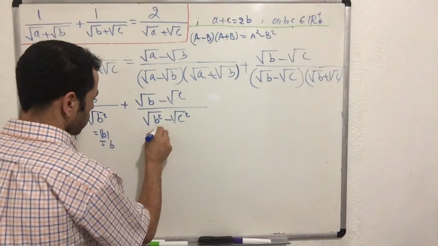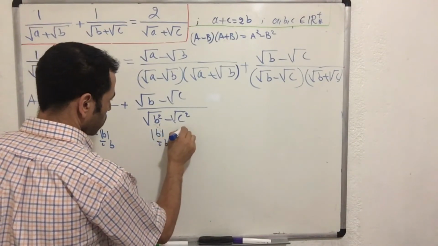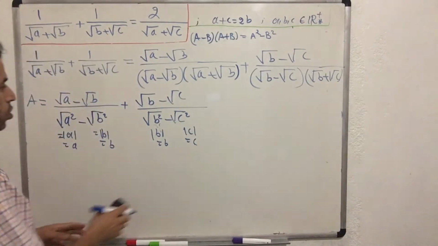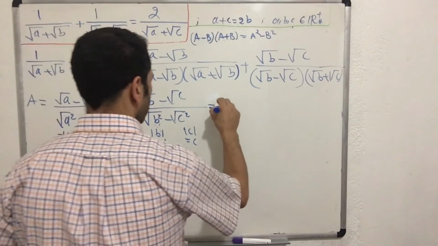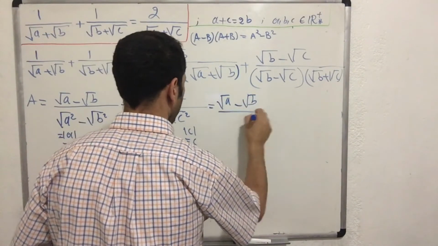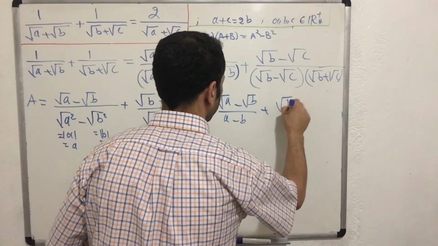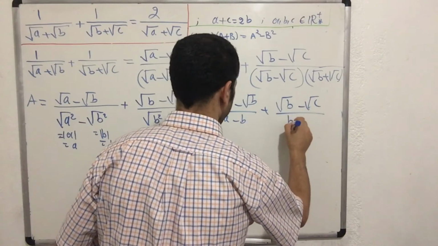The absolute value of the square. I'm just showing you there, you have to do it in this way. So we have square root of a, the first term, minus square root of b over a minus b, plus square root of b minus square root of c over b minus c.